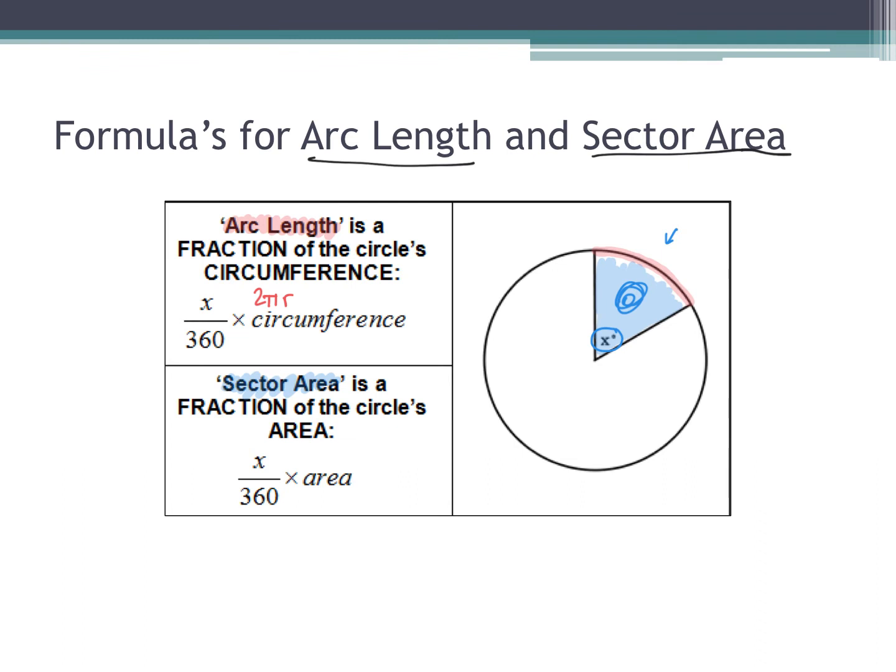sector right there. And this is going to be same thing as last time, x over 360, but times the area. So times pi r squared. As you can see, both equations start out the same. It's x over 360. The only difference is one is times the circumference and the other is times the area.